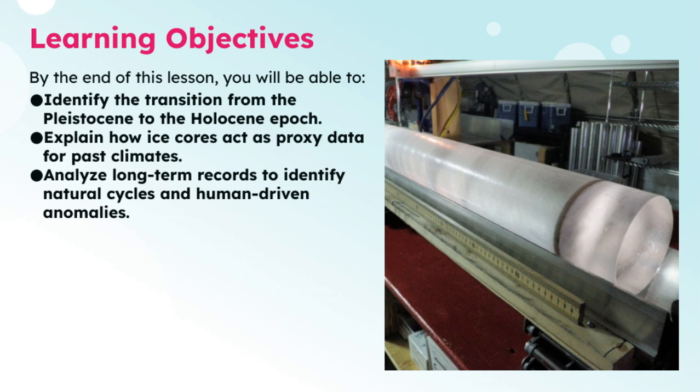Third, you should be able to analyze long-term climate records to identify natural cycles and human-driven anomalies. An anomaly is something that differs from the expected pattern. In climate science, current rapid warming is often described as an anomaly because it is happening much faster than natural long-term cycles would suggest. So today is about evidence, patterns, and explanation.